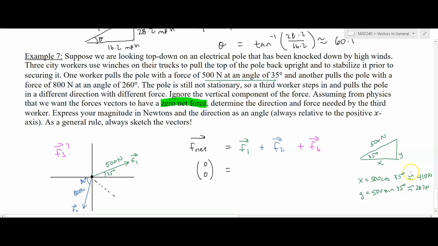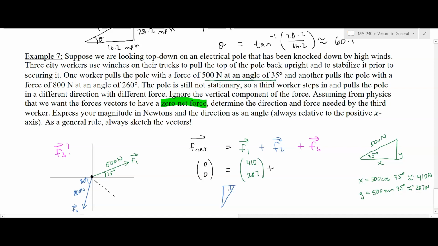And these are both in newtons. So that means my F1 vector is going to be the vector, both positive components, 410 and 287. My F2 vector is going to be resolved with this triangle. So I'm just going to draw a triangle that looks like this.